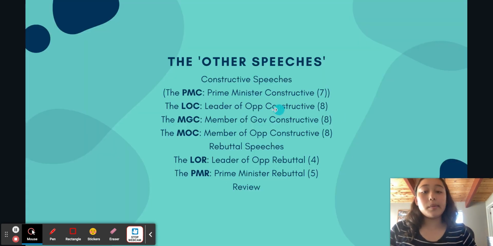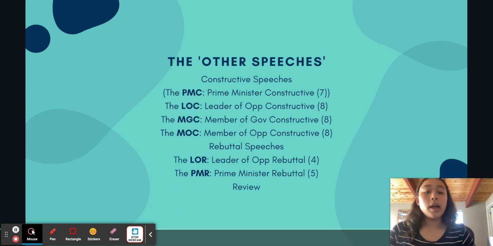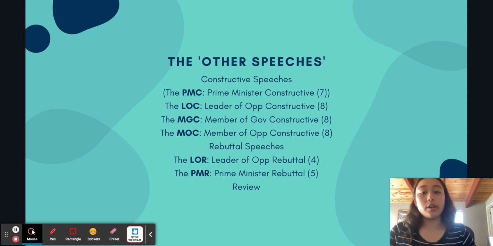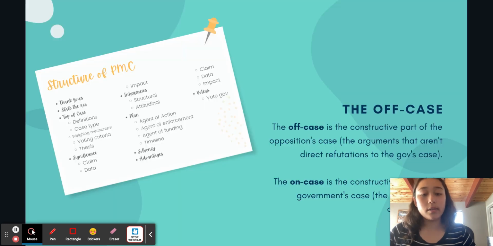Well, let's remember the other speeches. Today we're going to be focusing on the off case of the Leader of Opposition, since the LOC is going to be introducing it. Then we're going to talk about rebuttaling, which happens in the 2 member speeches, and then the rebuttal speeches themselves, which are happening in the last 2 speeches. If we remember, the rebuttal speeches have no new information, but the constructive speeches do have new information. So let's look at the opposition case, or the off case, that is introduced in the Leader of Opposition constructive.